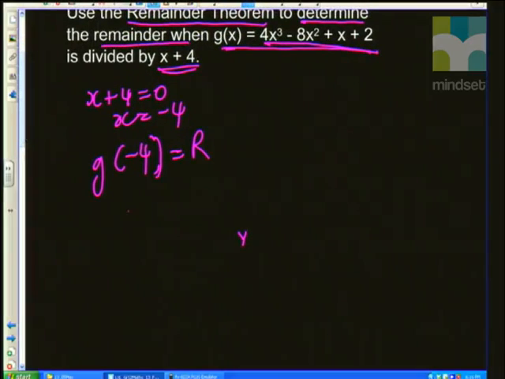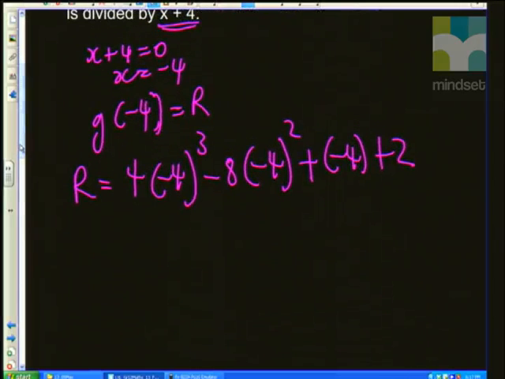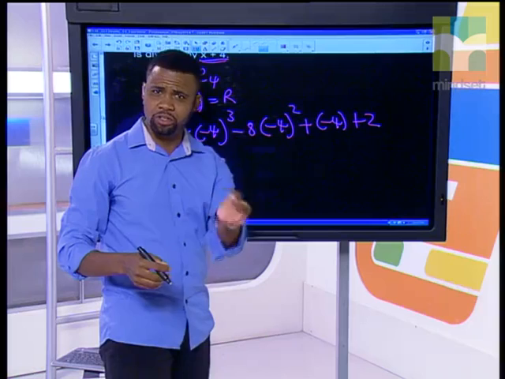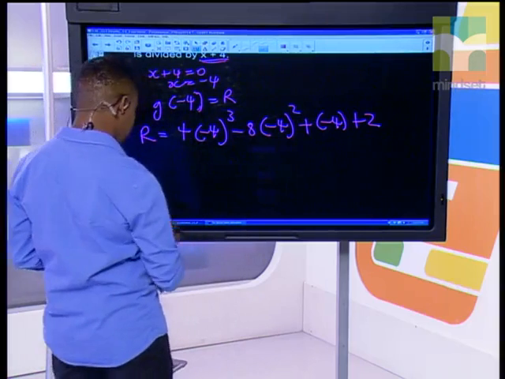If I take my g of x, which is 4, where I see x, I put -4, which is -4 to the power 3. For this part also, I put x, I get -8, bracket, -4 to the power 2, plus the -4 plus the 2. What I did is just to get my remainder. The big R denotes remainder. Some textbooks use small r. For now, we use the capital letter R for the remainder. Then you just put this in a calculator and you get a remainder.